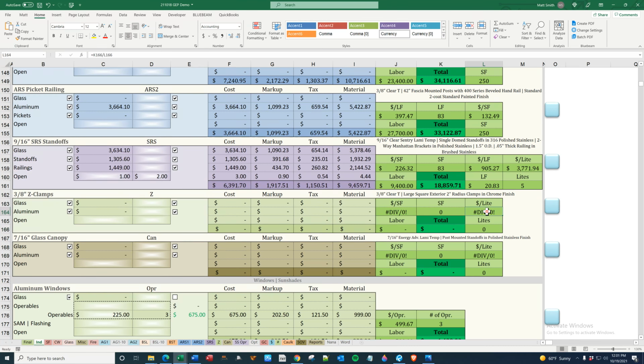And that is it. These ones down here go price per light. Z-clamp is price per light and price per square foot. Canopy is price per light as well, which is generally what you're looking at.